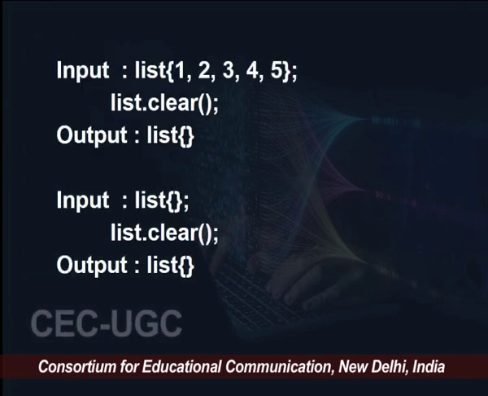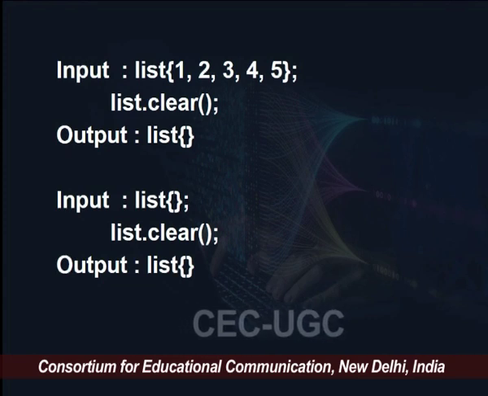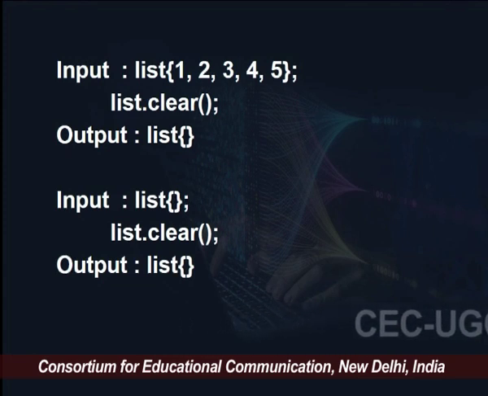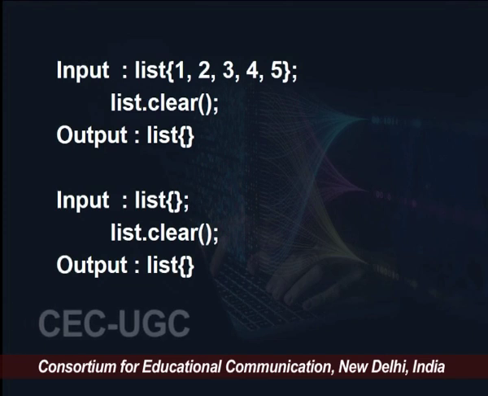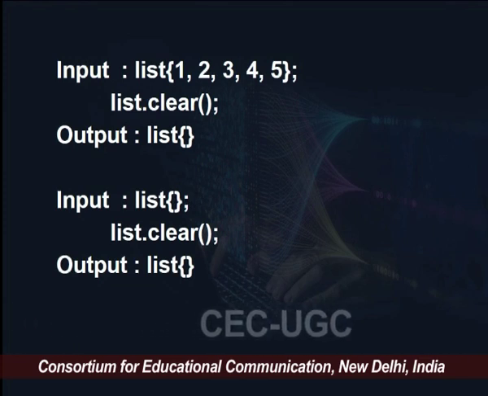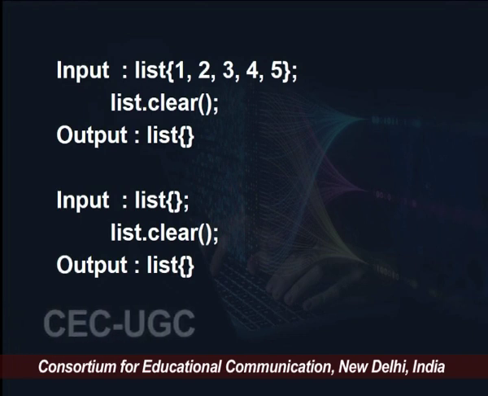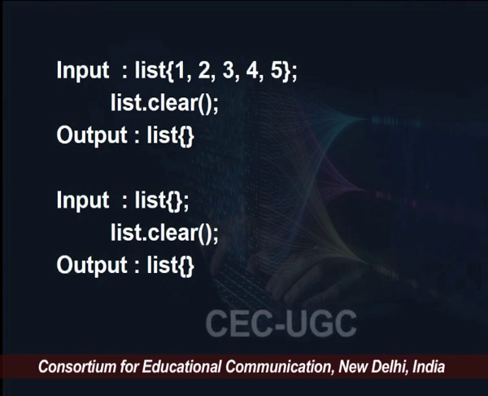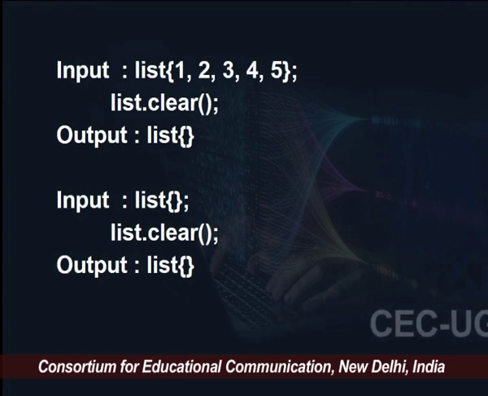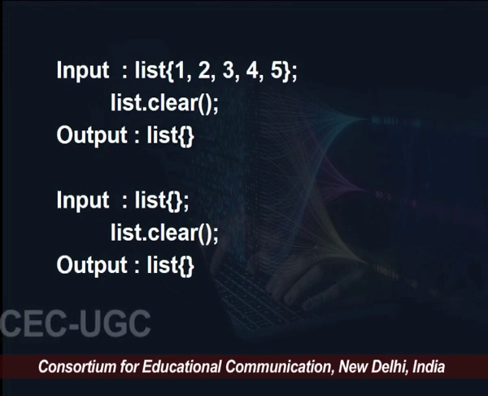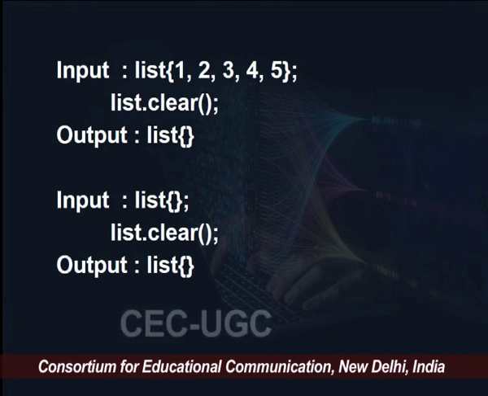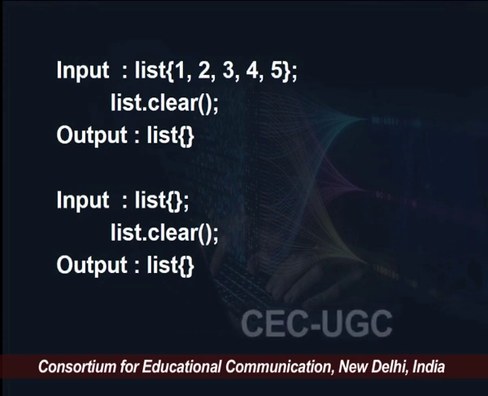Here we have just written how to use this function. We have a list which has 1, 2, 3, 4, 5. The initialization of the list is done like this, and after calling list dot clear, the output is going to be an empty list. If we call list dot clear on an empty list, again the list is going to be empty. So this will clear out whatever is available, and if nothing is available, that is fine, it will still return an empty list.